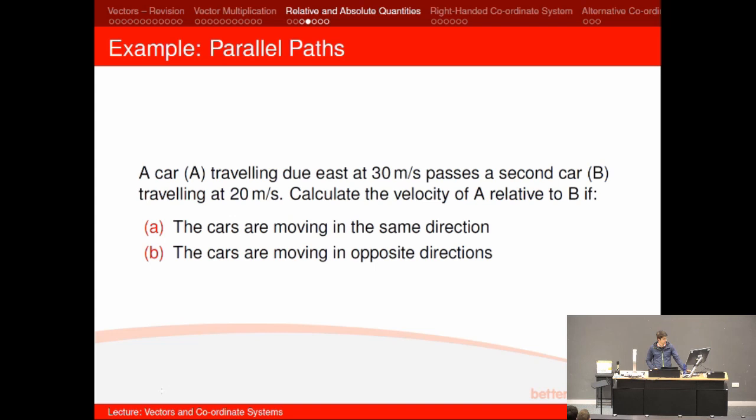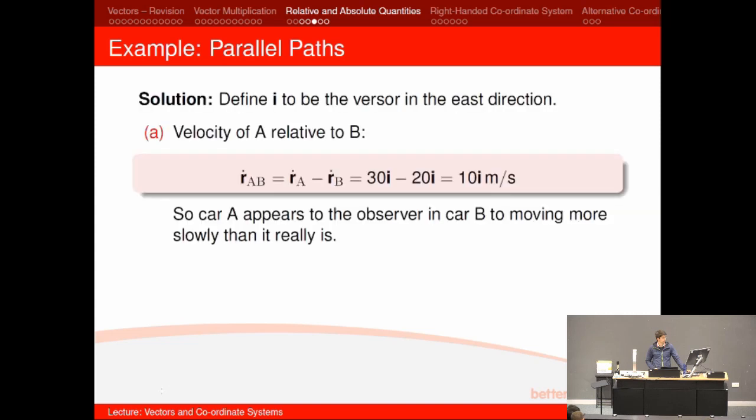All right, so car A's velocity will be r dot equals 30i, and car B's velocity will be r dot equals 20i. And now if they're moving in the same direction, basically just subtract them from each other. So then car A appears to the observer in car B to be moving more slowly than it really is. And everybody, I think, has experienced that when you're overtaking someone on the road. You're going at 70 miles per hour, the guy's going at 60 miles per hour, and then when you pass them, it looks like they're going at 10 miles per hour. That's essentially what it means, relative to you.